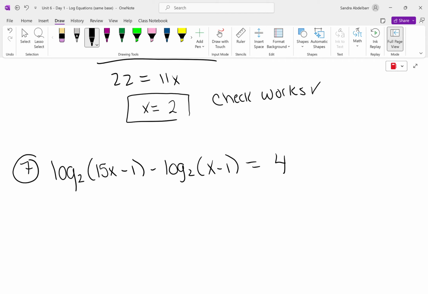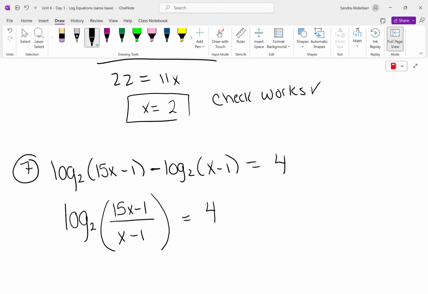Okay, so this is log equals number. So we're going to have to change it back to exponential. Before we change it back to exponential, what must I do? Condense it. You got it. We need to condense this down to 1 log. They both have the same base, so it's not going to be too bad. I have log subtraction. What does that turn into? Division. So I'm going to pull out 1 log base 2, and this is going to be 15x minus 1 over x minus 1 equals 4.